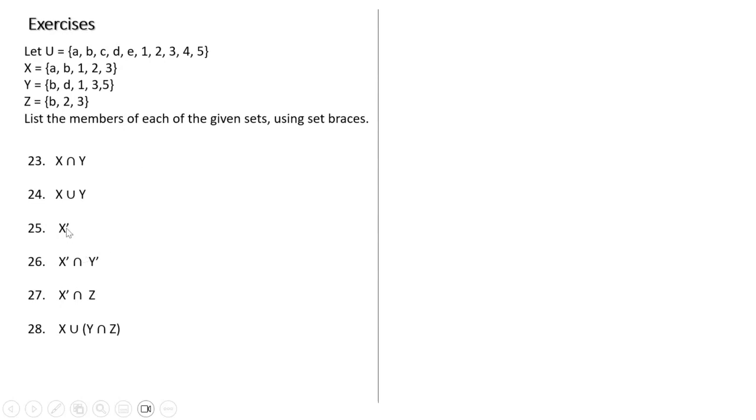Okay, now since we have the complement of X and the complement of Y, let's list everything here. That way we already have the complements. So for example, if that's set X, we had it from here: A, B, 1, 2, 3.